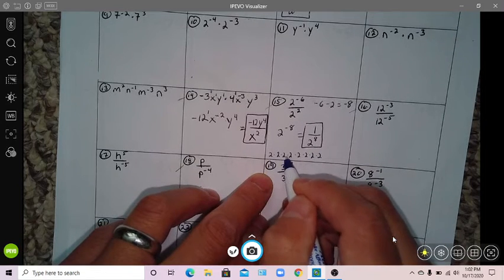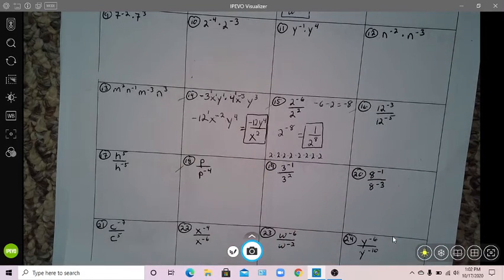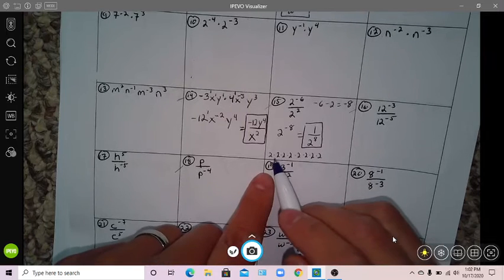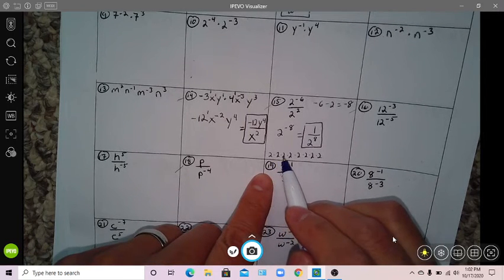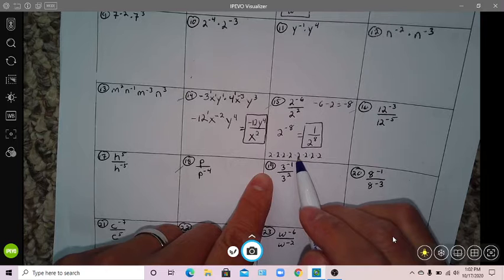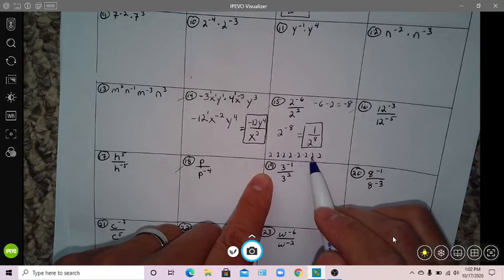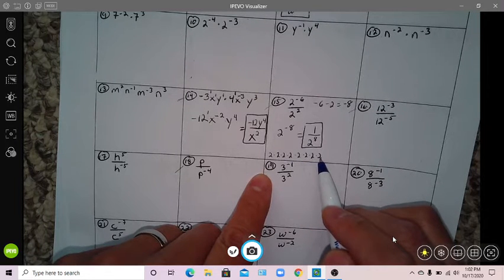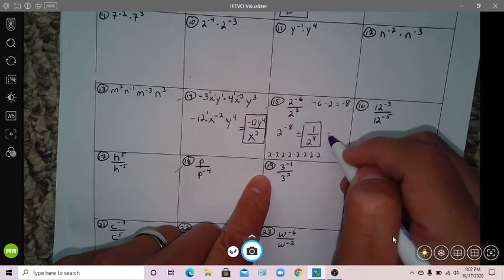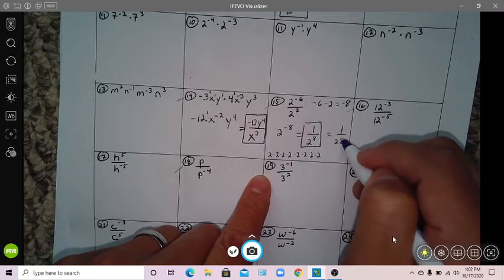That's 1, 2, 3, 4, 5, 6, 7, 8. I'm going to just do this in my head, or you can do it in the Desmos calculator. 2 times 2 is 4. 4 times 2 is 8. Times 2 is 16. Times 2 is 32. Times 2 is 64. Times 2 is 128. Times another 2 is 256. So this is 1 over 256.